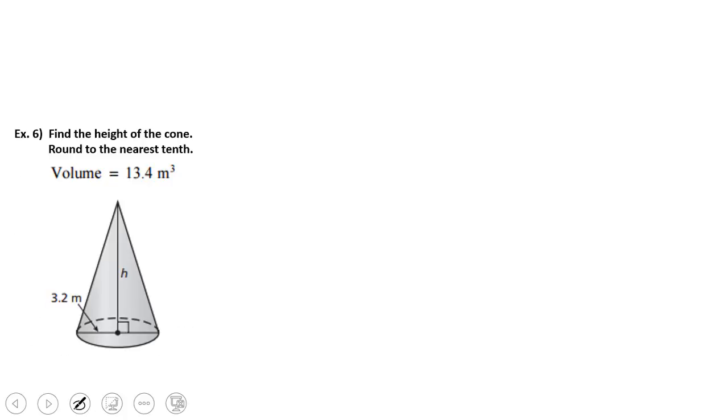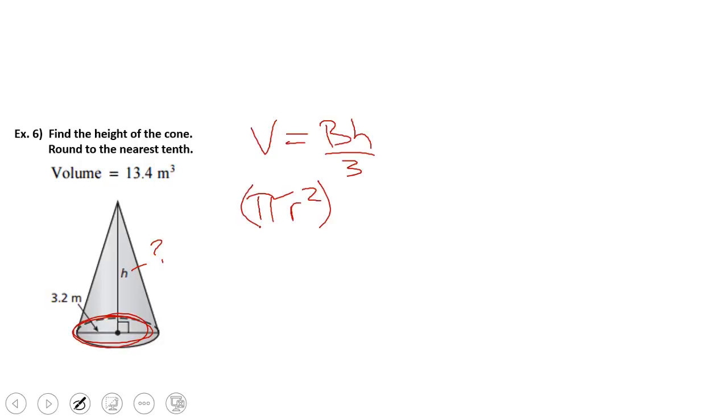We're going to find the height of this cone given the volume. You know me, I say the same thing over and over, I keep doing it the same way. I highlight my base. I say that my height, I don't know. I know that the volume of a cone is the area of the base times the height divided by 3. The base is a circle, so it's pi times the radius squared times the height divided by 3. When I start punching in my numbers, they gave us the volume. 13.4 is equal to pi.